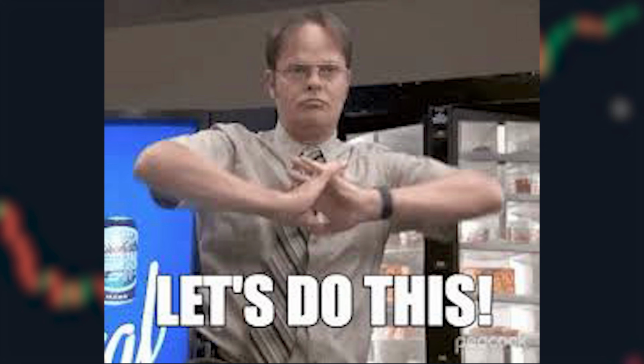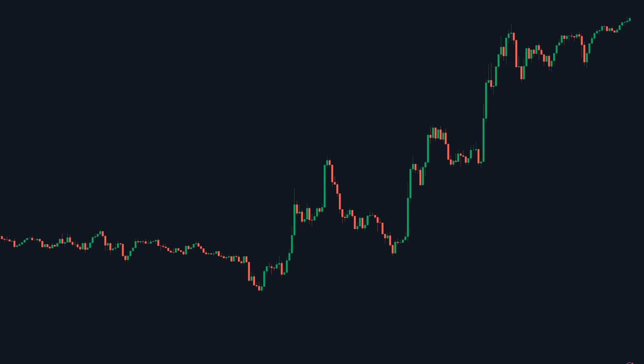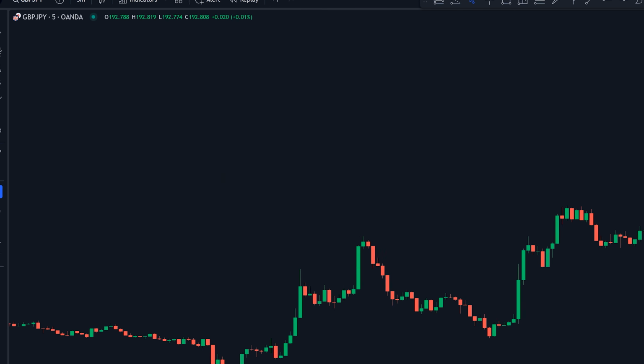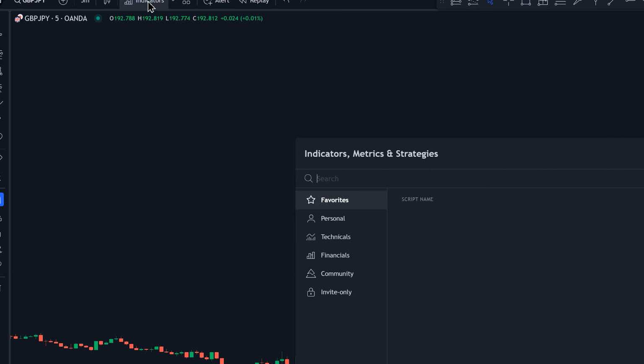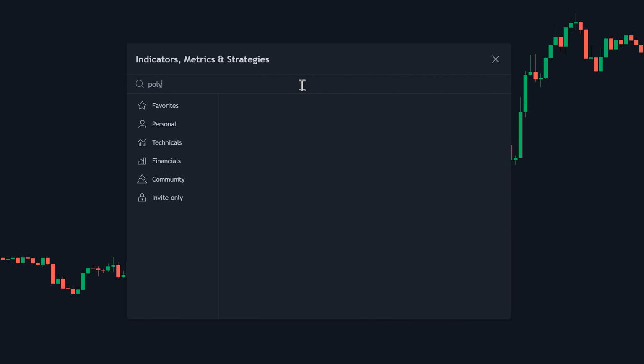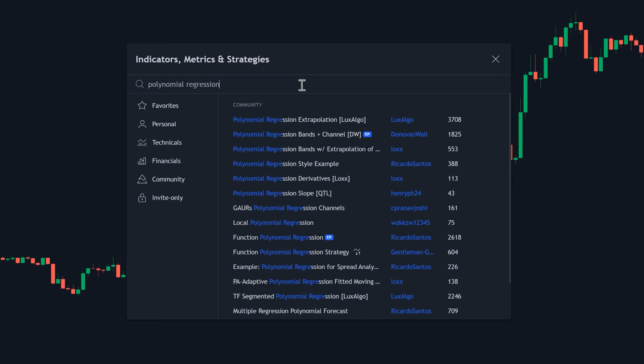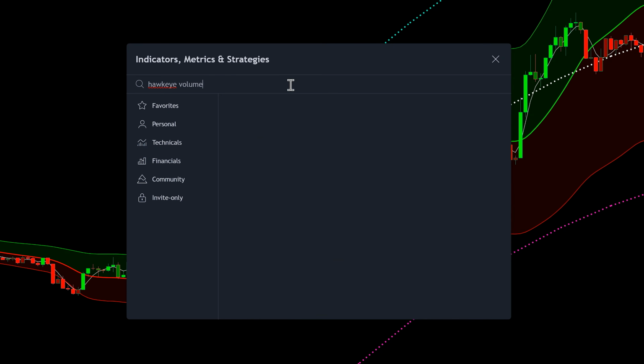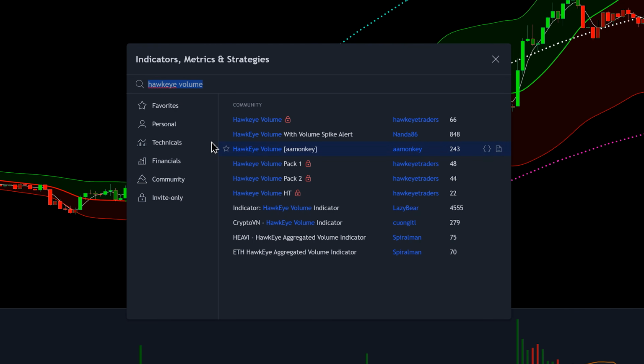Let's get into it. Now, let's begin by adding all the indicators needed for this strategy. On TradingView, you want to open the indicator search tab and type in Polynomial Regression Bands. This one by Donovan. Type in Hawkeye volume. This one by AA Monkey.